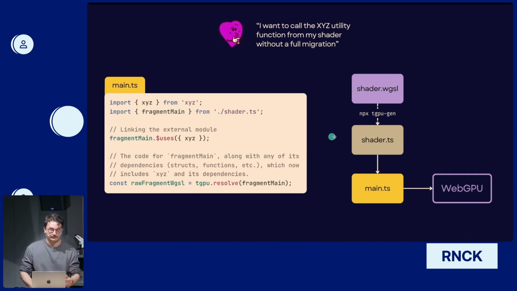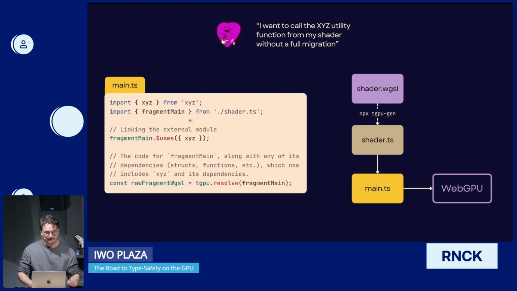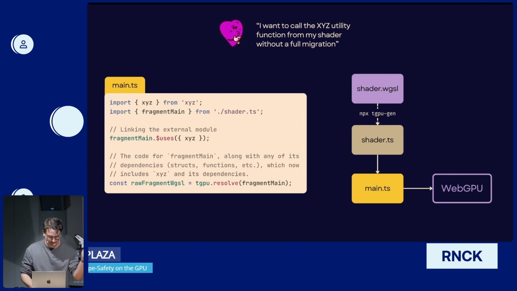For example, one of the things that was generated is the entry function. So for example, a fragment shader that works on every pixel in parallel. You can just say that, okay, we're going to link an external function from some other module and then resolve that function, and we get the whole code back as we would with all the additional dependencies that the external module needs. So that's nice. It's pretty simple to do.